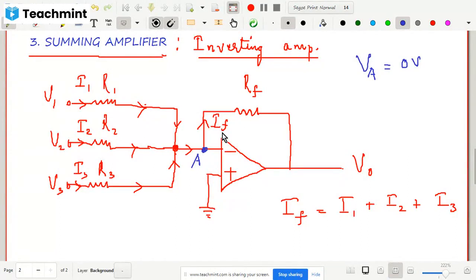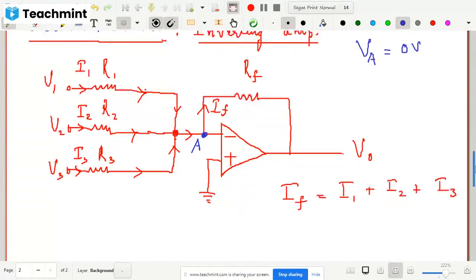Now let us try to write down the value of the output voltage. How can you write down the value of current IF? The formula for current is voltage divided by resistance. And what is the voltage drop across this? The voltage drop across this would be VA minus V naught. So VA minus V naught divided by RF is your current IF. So we will first write down the value of IF.